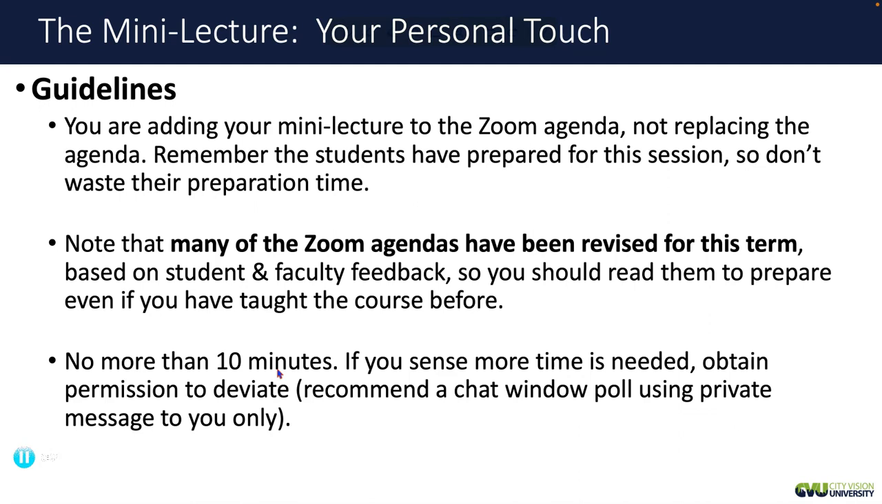If you do think that you need more time, again, this is really critical. Obtain permission to deviate from that 10 minutes. And here, it's important to have a chat window using private message, not group message, because if they respond to everyone, there's going to be peer pressure, and you don't want that kind of bias and influence. So open up and have them send you a private chat.